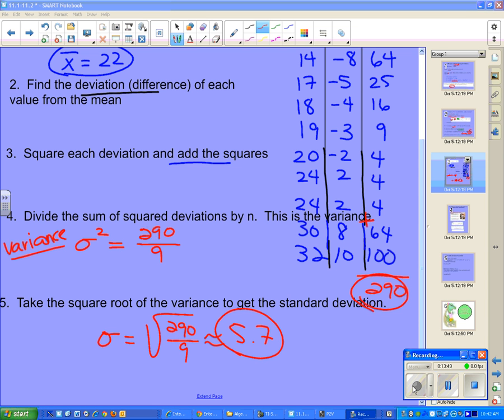Okay, so what does this tell us? Well, again, it tells us about the spread, and typically what we would do is compare this to maybe another office's waiting time. If they had a larger standard deviation, that would mean that their waiting times were more spread out than this office. If they had a smaller standard deviation, that means that their waiting times would be less spread out than this office. And as we get further into Chapter 11, we'll use standard deviation in other ways as well to talk about differences in data.